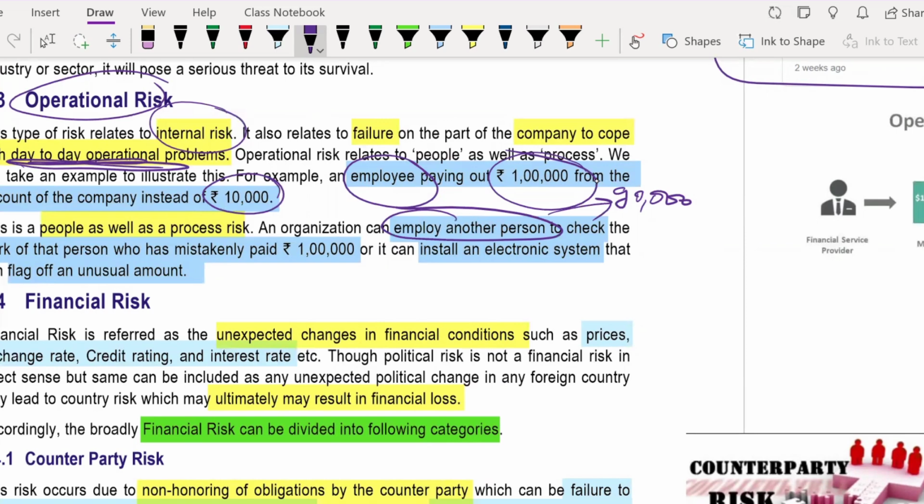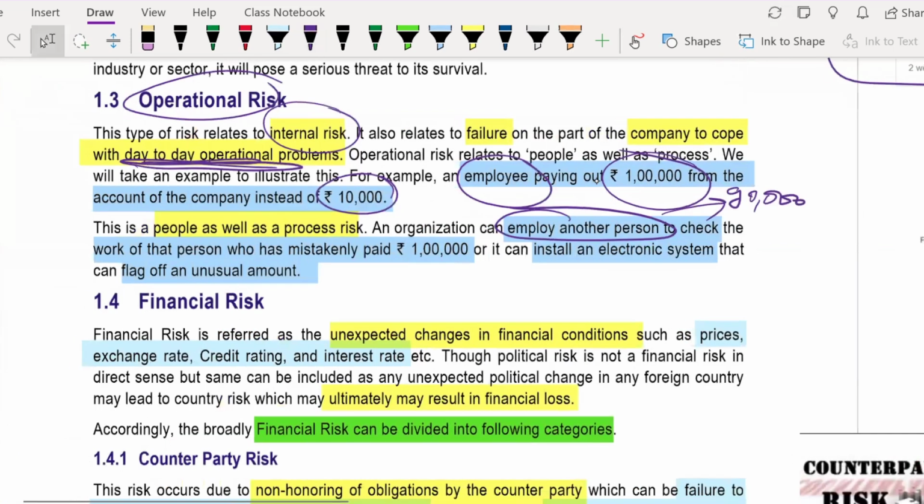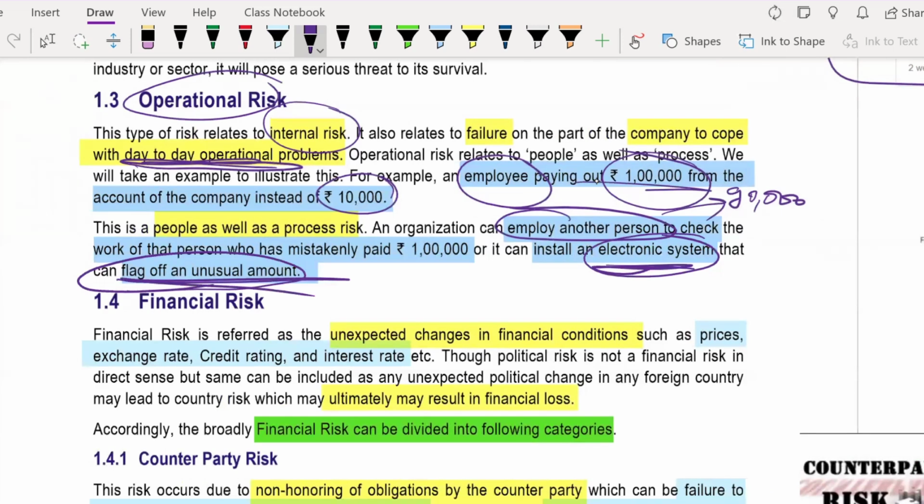So one person will do the work and the other person will check up. So you can keep that process. Or what you can do is install an electronic machine which will flag off an unusual amount. To this person you usually pay 10,000 only. So in case any amount above 10,000 is given to the other person, your electronic system will itself flag off an unusual amount, that 1 lakh rupees has been paid. Please check and review it.